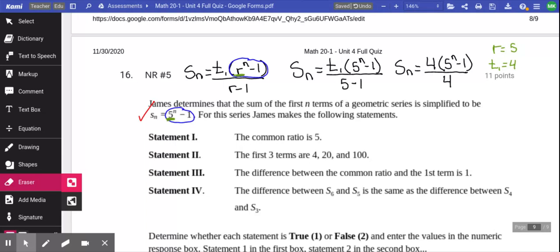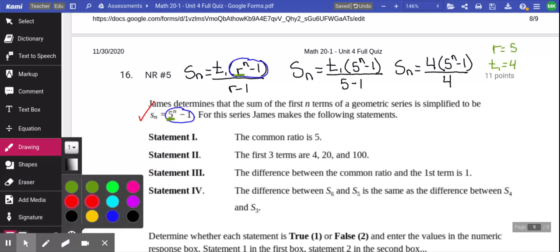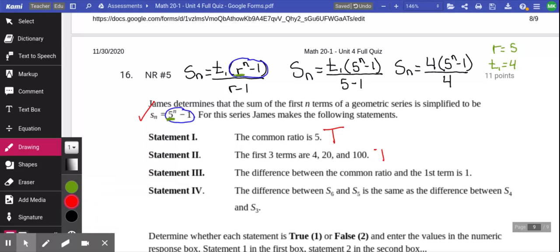He's got the common ratio is 5. That is a true statement. So that'd be a number 1. The first three terms are 4, 20, and 100. That ends up being true. We know the first term is 4. We know the ratio is 5. So that means if you multiply by 5, you should get those things. 4 times 5 is 20. 20 times 5 is 100. The first three terms are 4, 20, and 100.